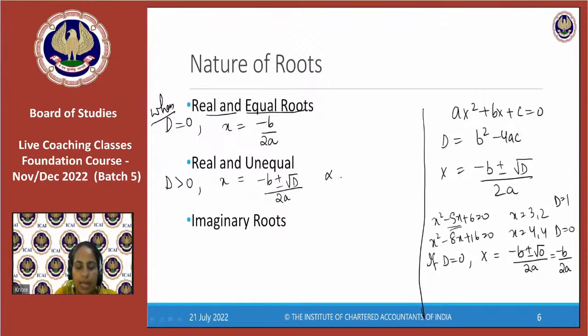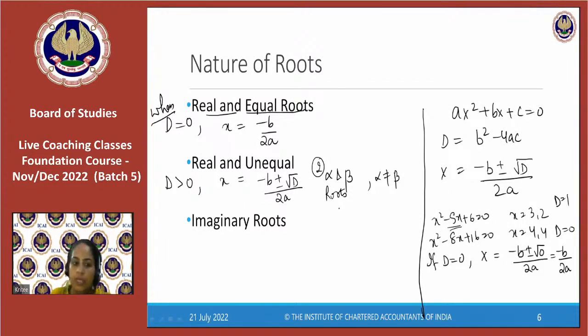We call them alpha and beta. So we get real numbers, we get actual numbers. Those can be rational or irrational numbers, it does not matter, but we get actual numbers. So alpha and beta are the two real numbers that we get, and both of them are not equal to each other. So we call them real and unequal roots. We get two real and unequal roots here.